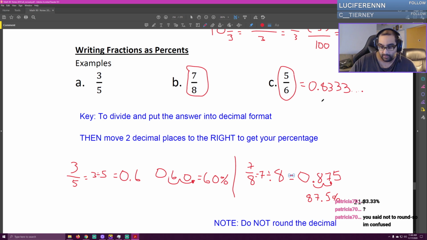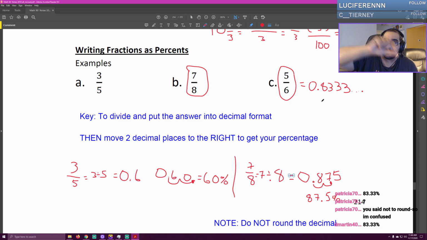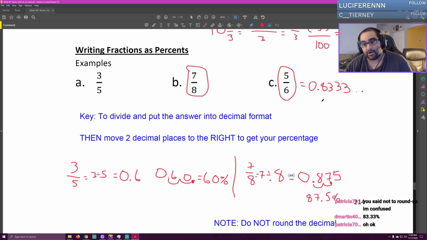No, you're right. You're right. I said not to round here. Now, you're at the end of the problem here. So it's okay to round at the end of the problem. The middle of the problem, no. But that's why I don't ask you to round the decimal, because it's still in the middle of the problem. But once you convert it to a percentage, that's when it's at the end of the problem.